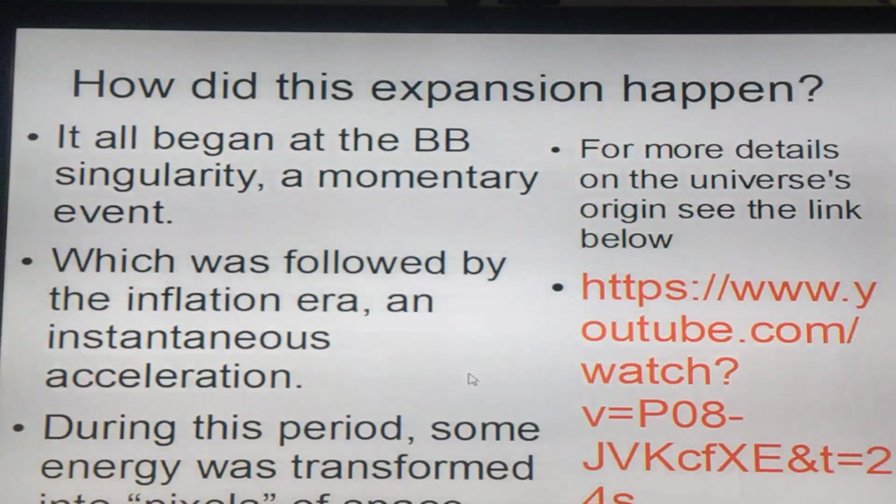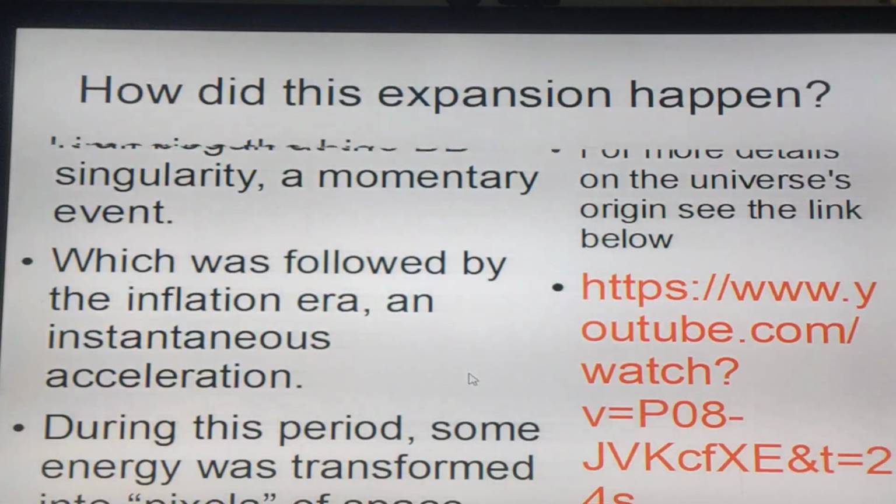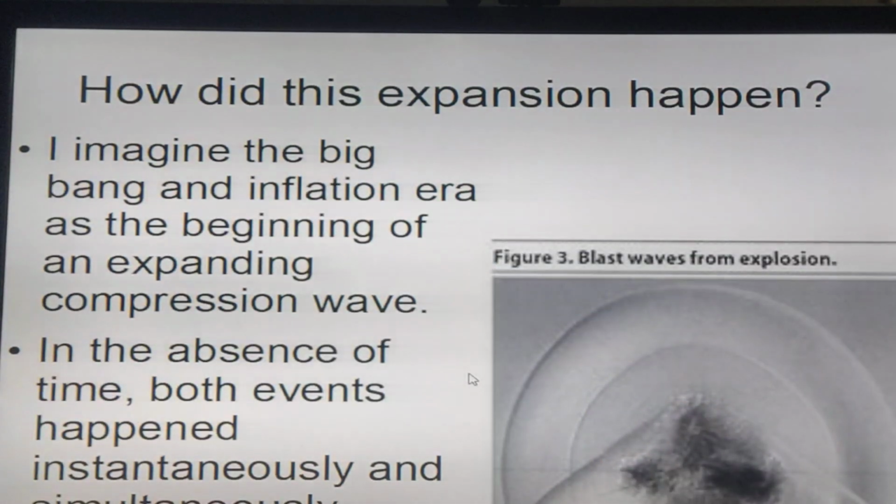The question now becomes, how did this expansion happen? Well, it all began at the Big Bang singularity, which is a momentary event, which was followed by the inflation era, an instantaneous acceleration. During this period, some energy was transformed into what I call pixels of space. The way I look at it is I imagine the Big Bang and the inflation era to be the beginning of the expanding compression wave.